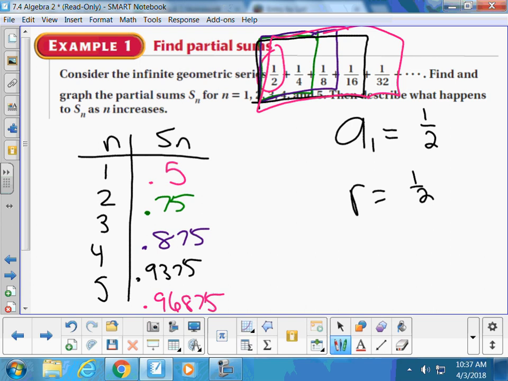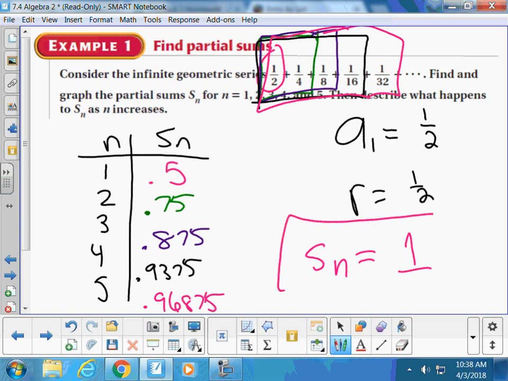So we can keep going all day long. We can find our partial sum of the first 6, the first 7, the first 8. We can go all the way to 100. We can go all the way to 1,000. But guess what? Your sum is approaching a limiting value. Any guesses what our sum is approaching? Just say it louder. 1. It's approaching 1.